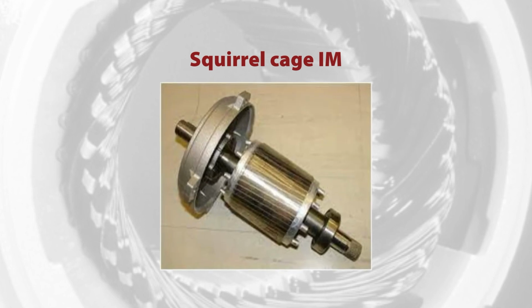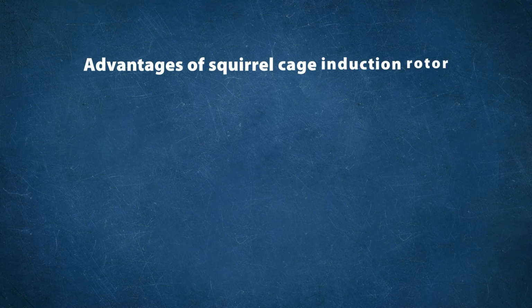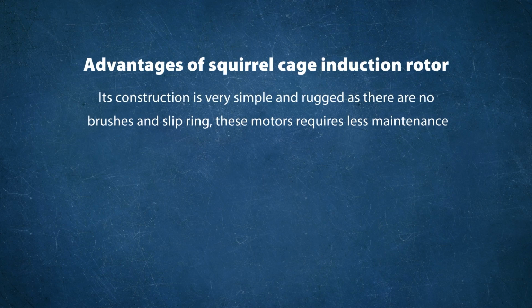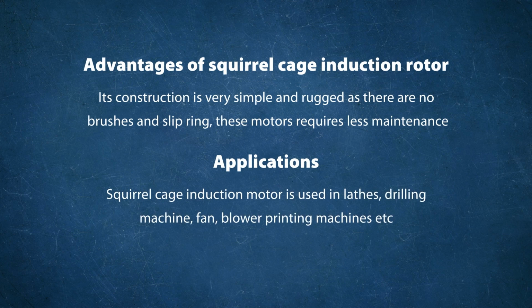How does it look? A squirrel cage induction motor looks like this. The stator is there, the center part is the rotor, and it is connected to the shaft. What are the advantages of a squirrel cage induction motor? Its construction is very simple and rugged.